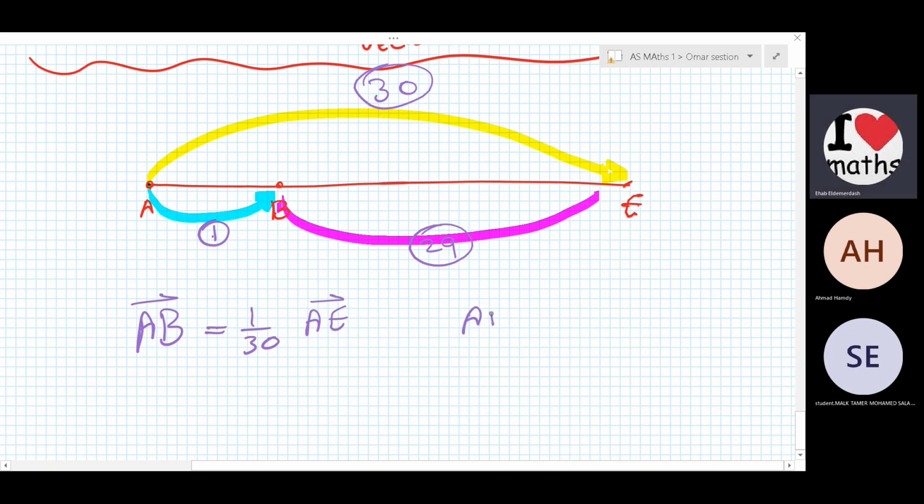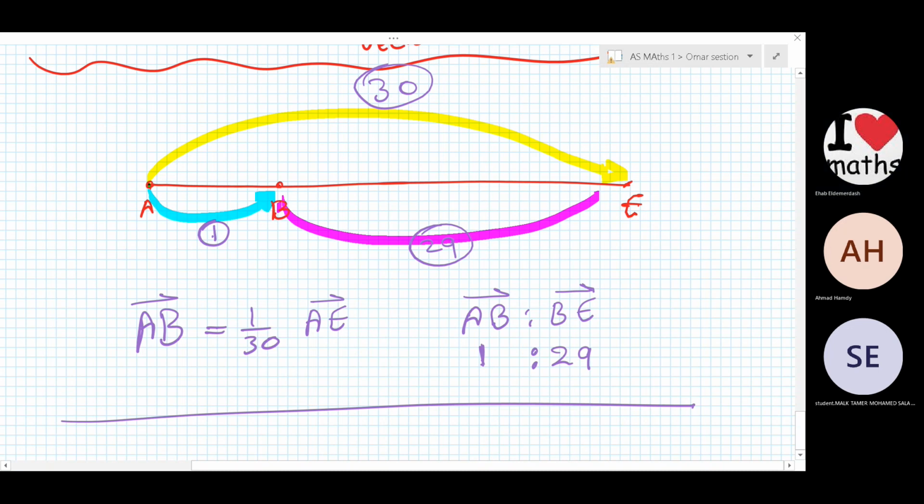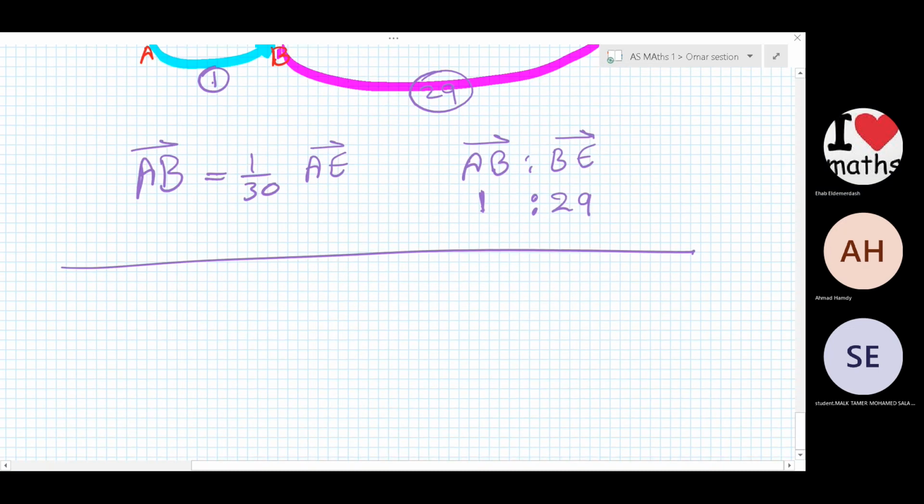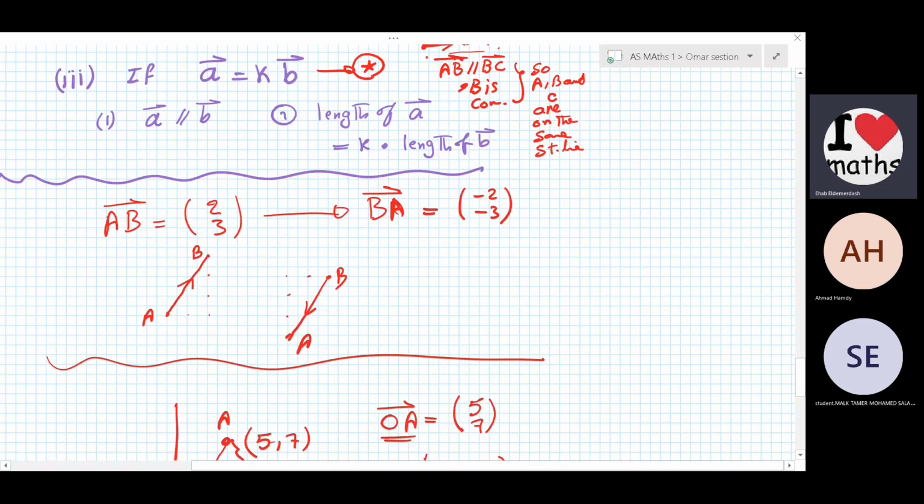Now if I have to write that as a ratio, AB to BE, well done, the ratio will be 1 part to 29 parts. Are we clear on that? That was just the ratio part. Okay, let's start the second part.